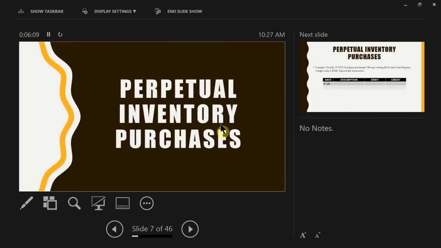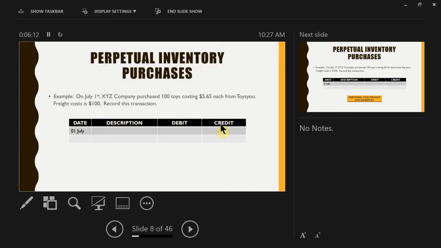Okay, so let's go ahead and take a look at this example here. Example number 1: on July 1st, XYZ company purchased 100 toys, costing $5.65 each, from Toys U, and the freight cost was $100. Record this transaction. From the little information I talked about previously, how are you going to be journalizing this transaction?